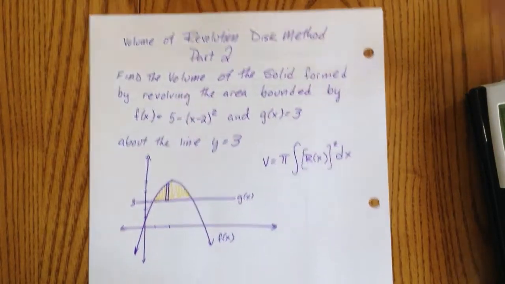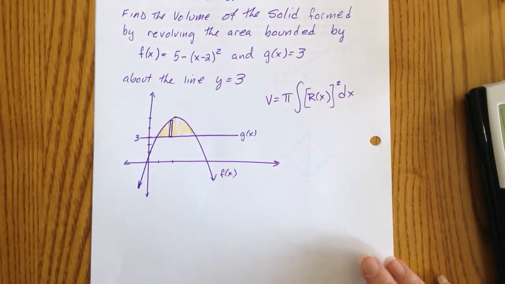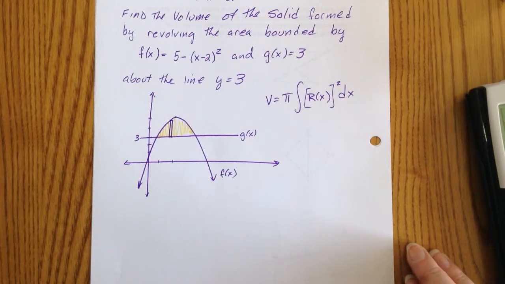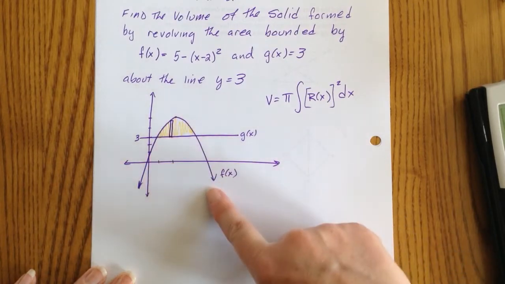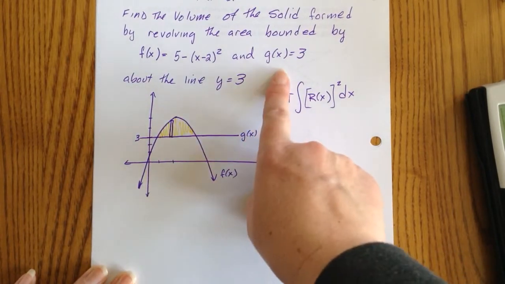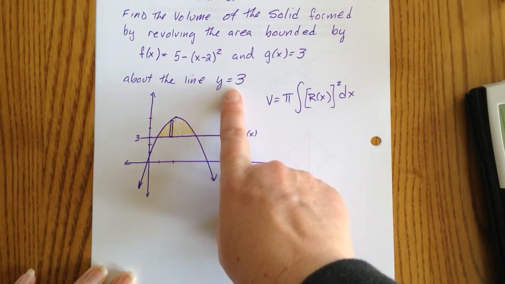All right, so here's the question. Find the volume of a solid formed by revolving the area bounded by two curves about the line y equals 3. Take your time if you need to, go back and sketch this, but you will see I have the F curve, which is your parabola, the G curve, which is a horizontal line y equals 3, and that is also the axis of revolution.